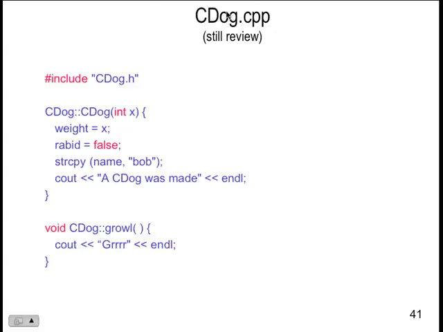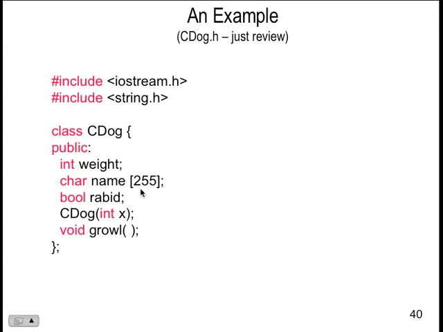And here we have a CDog.cpp. This is still review. We've done this already. We're going to include CDog.h because that's our function prototypes and our methods and everything that we're going to put in here. And then we use the scope resolution operator, if you remember, to say inside of CDog, for CDog, this is the constructor.